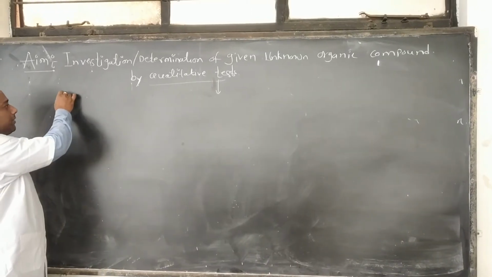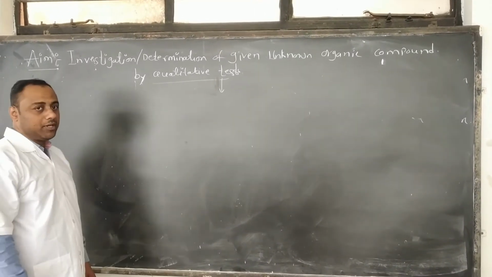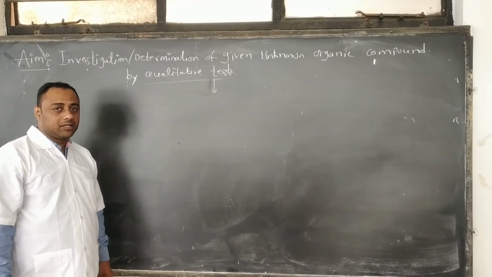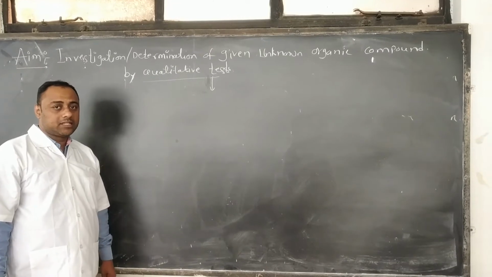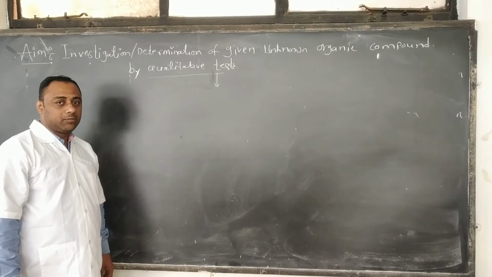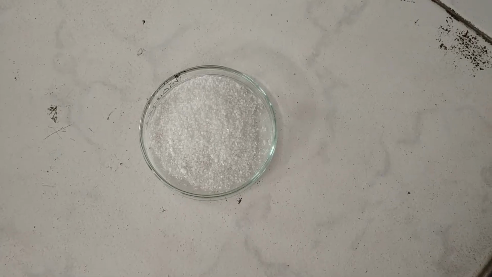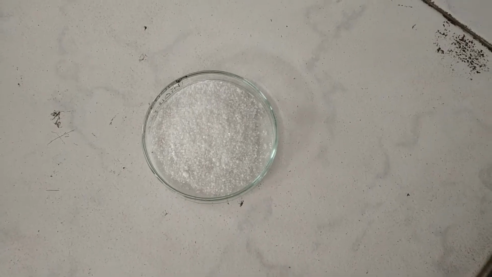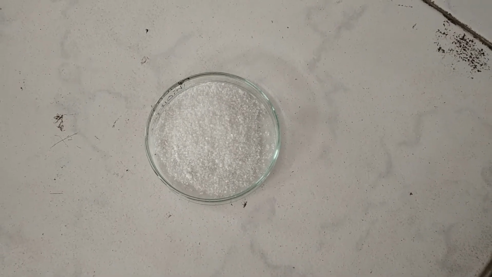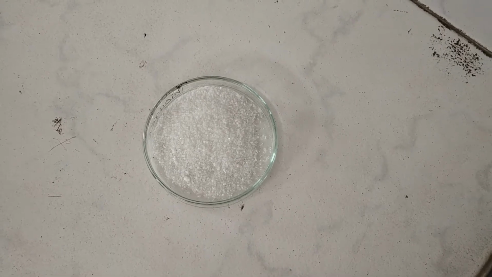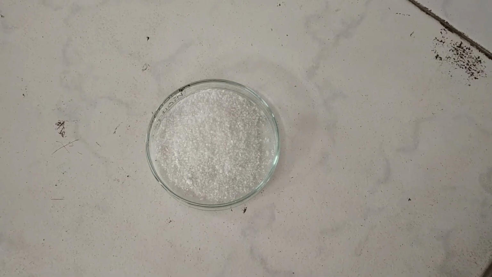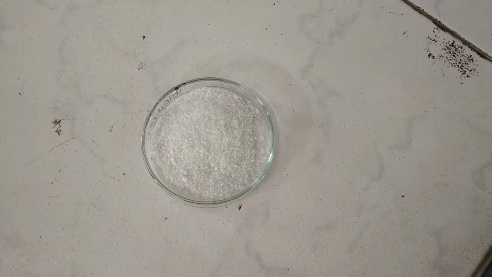So today's aim is investigation or determination of given unknown organic compound by qualitative test. As in the last practicals, we already discussed all types of tests and how to perform this qualitative analysis. So we will directly start with the actual practical part of this aim. Now this is the unknown organic compound given for qualitative analysis. This is solid in nature and whitish in color, or it is colorless. And we start the actual part, that is Baeyer's test and systematic qualitative analysis.